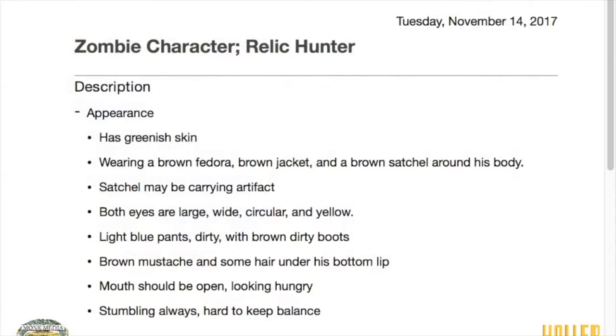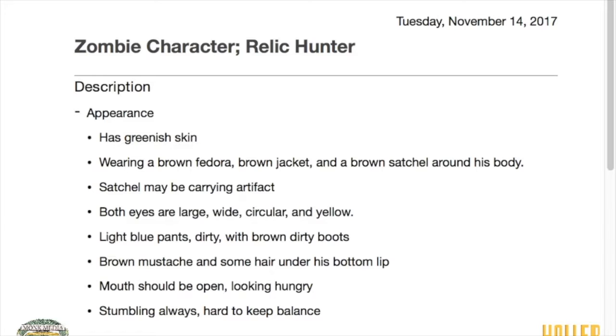This time with a zombie character. This is a relic hunter, is the name of the character. So here's the appearance. And what we're going to do is actually try to work on this together. He has greenish skin. He's wearing a brown fedora, brown jacket, and a brown satchel around his body.